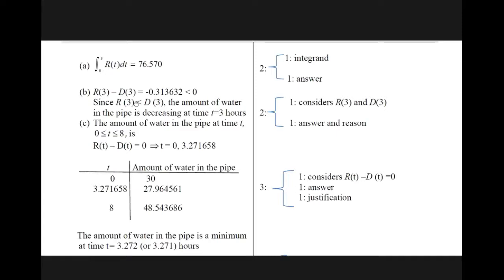So you could have just compared these two numbers and said R of 3 was less than D of 3. That earned you your point. You could have set them equal to each other and gotten that answer. That would have earned you your point. But you needed to have some comparison of R3 and D3. You needed to have either both of their values or their final value, and then your reasoning.